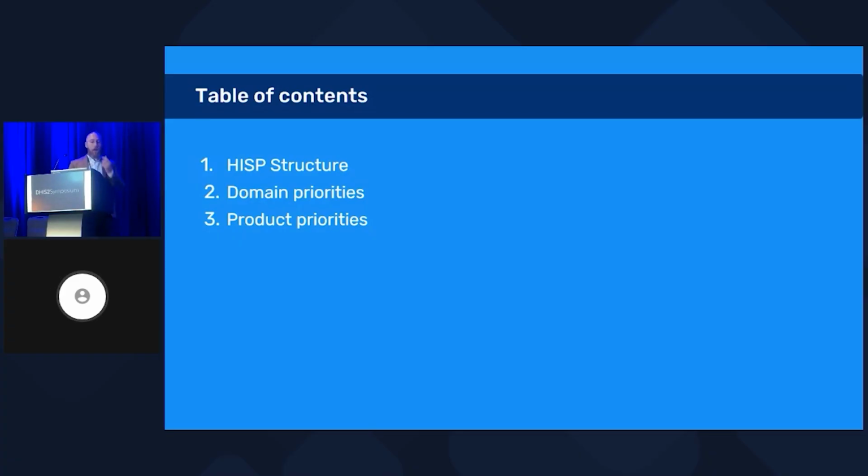So what I'm going to do is go through 3 broad categorizations. I'm going to start with the HISP structure. HISP stands for Health Information Systems Strengthening Program. That's the broad umbrella that the University of Oslo team operates under.